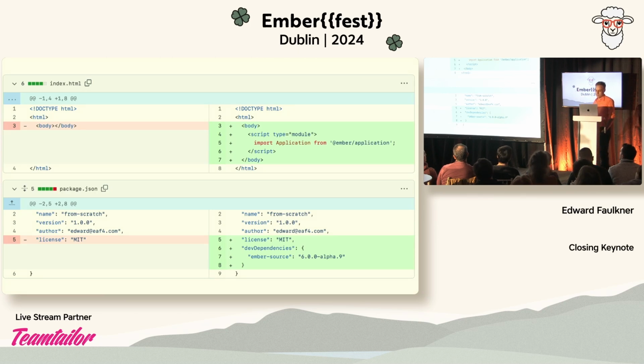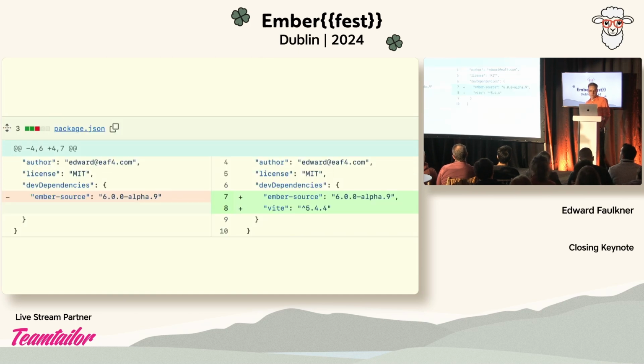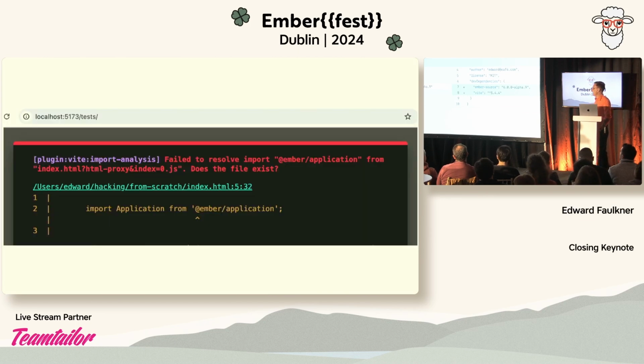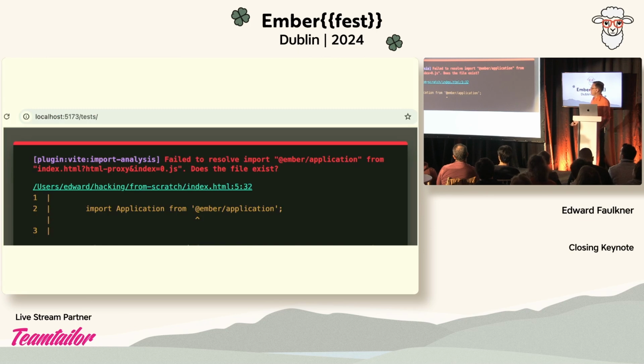And of course, this isn't something that's going to run yet. There's a couple of reasons why, but browsers aren't going to know what to do with this. And we're at least going to need a web server. So we're going to install Vite to be our development web server. And now when we start Vite up and we look at our app, it's going to tell us, I don't know what Ember application is.